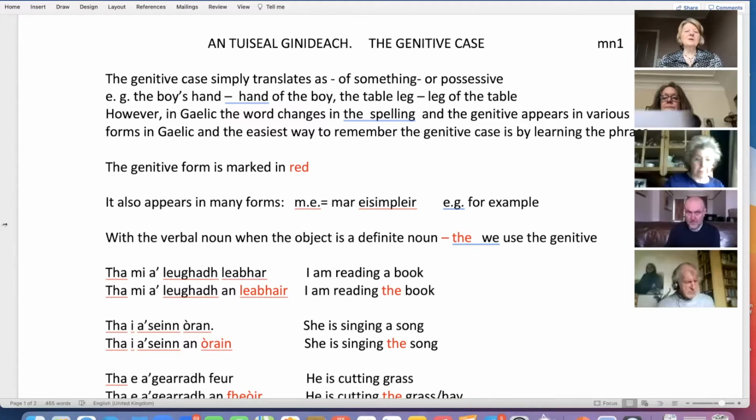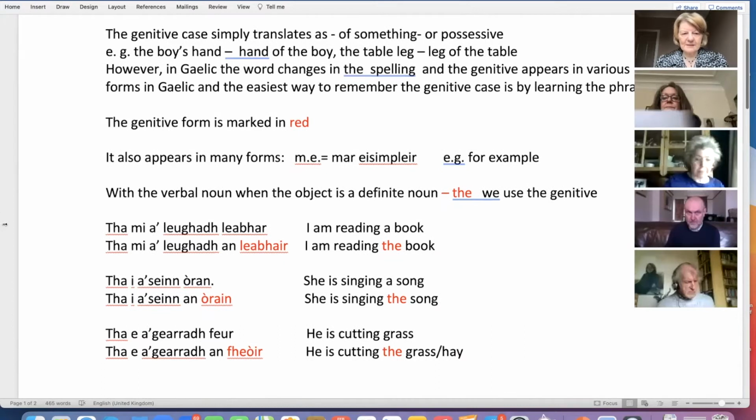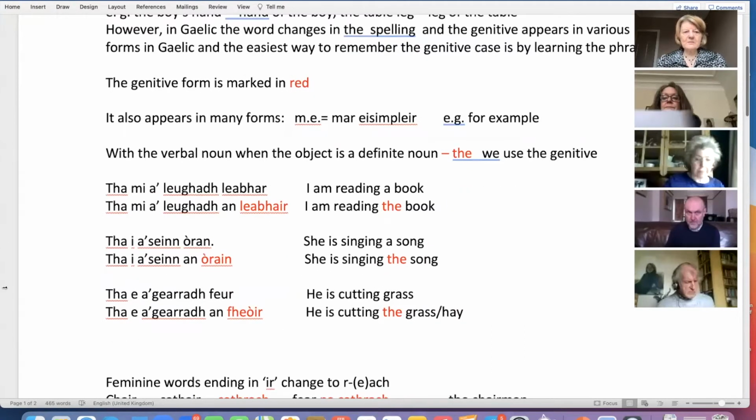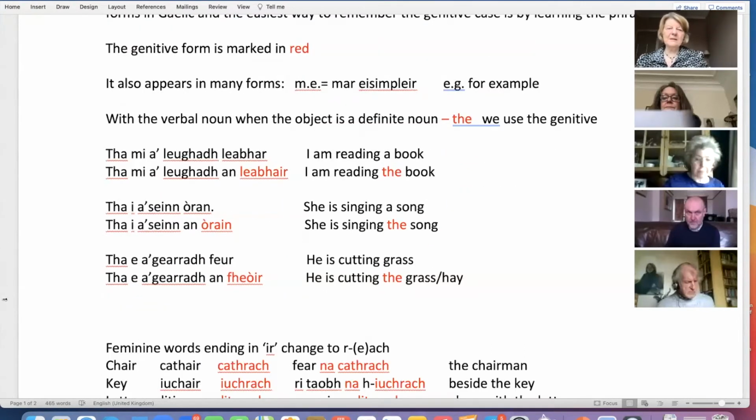But in Gaelic, the word changes in the spelling and the genitive appears in various forms. And the easiest way to remember the genitive case is just by learning the phrase. That's what I find anyway. The genitive case examples are written in red. So it appears in many forms. If you see M-E anytime, it will be mar exemplar, which is for example.